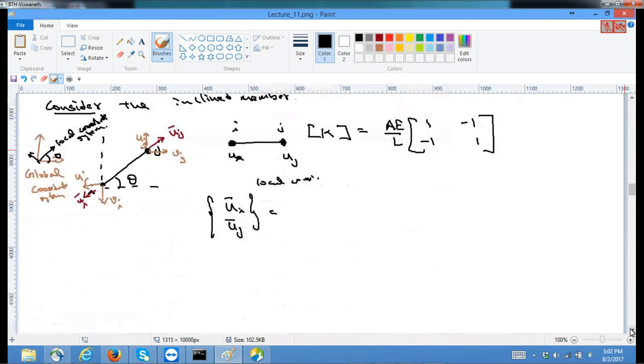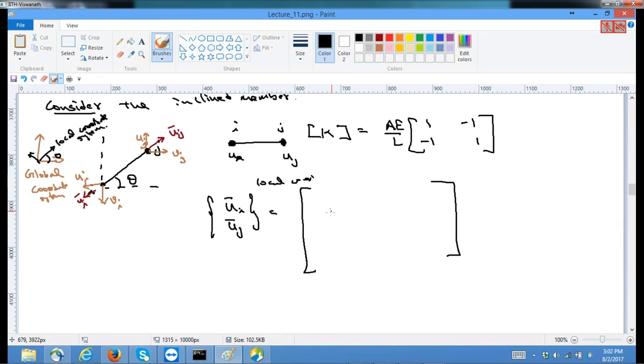So the transformation matrix is given by cos theta, sin theta, minus sin theta, cos theta, transpose. But this is for the individual coordinates. So when we are doing it, this becomes a little bit tricky. So what we need to do is we have to be very particular.